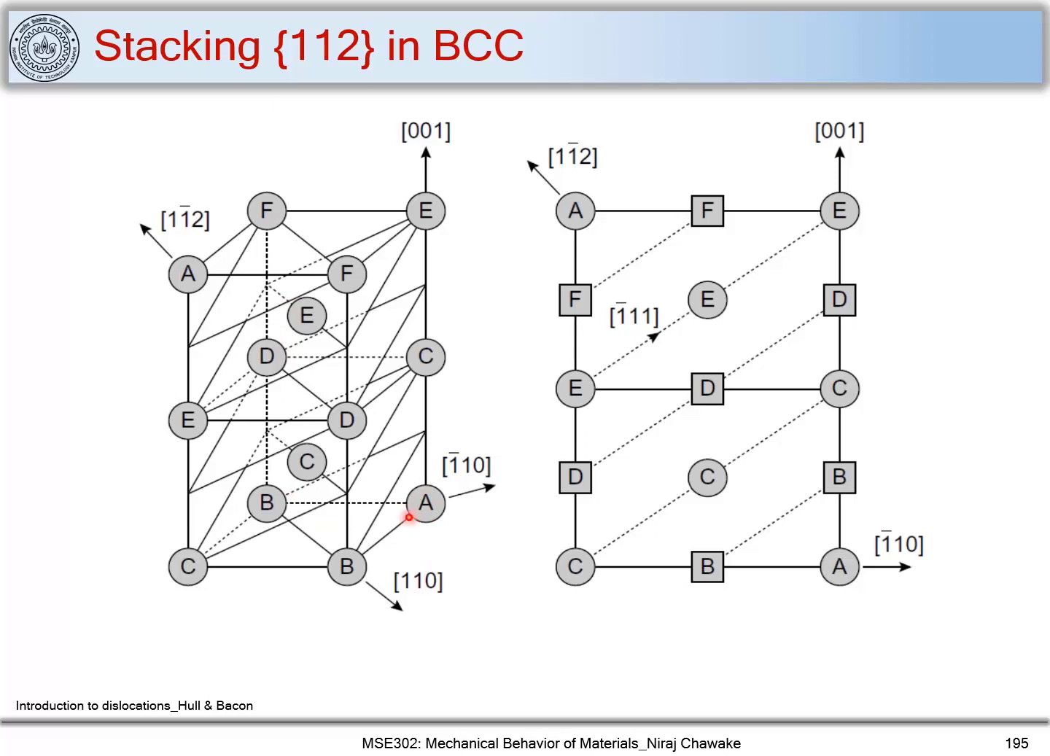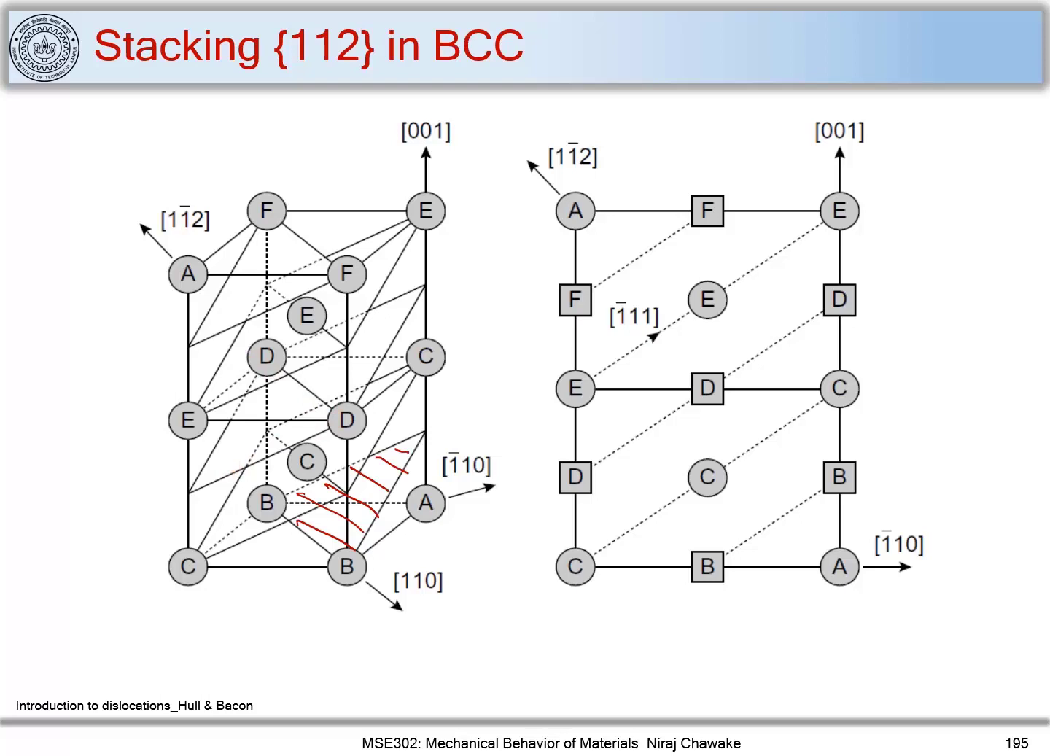So you have A atom here, and let's mark these 112 planes. Which are these 112 type of planes? Let us mark that. So we have this kind of 112 planes, and let's mark atoms on this kind of 112 plane as, let's say, B. Then you have another kind of 112 plane here, on which the atoms are marked as C. Then we have another kind of 112 plane on which the atoms are marked as D.